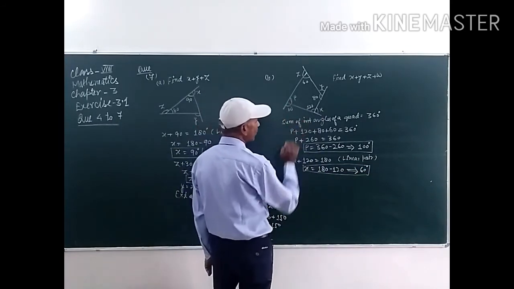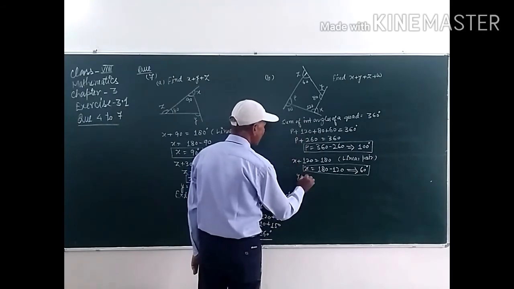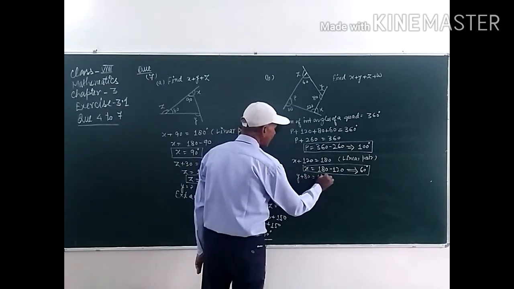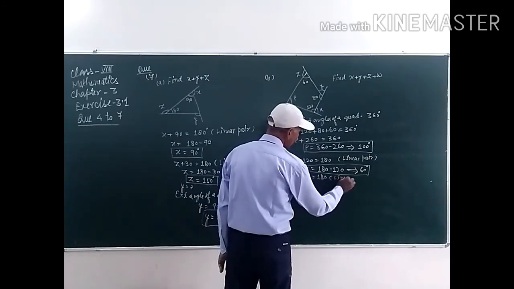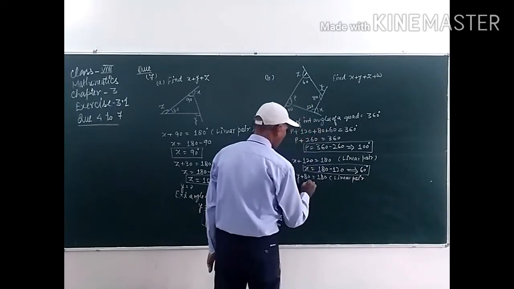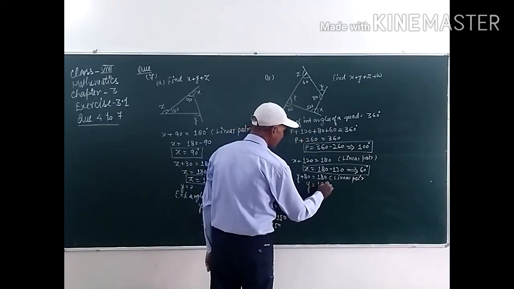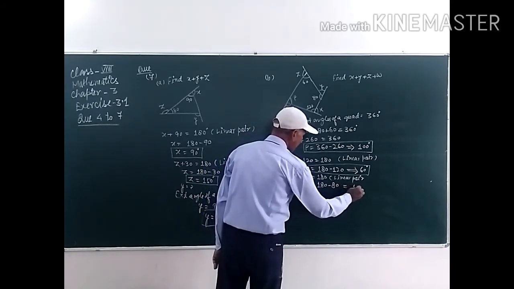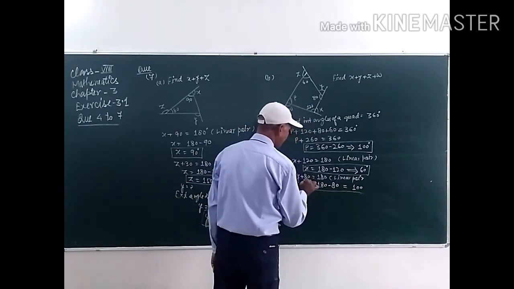Now we have to find out the value of y. Y plus 80 is equal to 180 degrees. Same reason, these angles are a linear pair. So y is equal to 180 minus 80, that is 100 degrees. The value of y is 100 degrees, student.